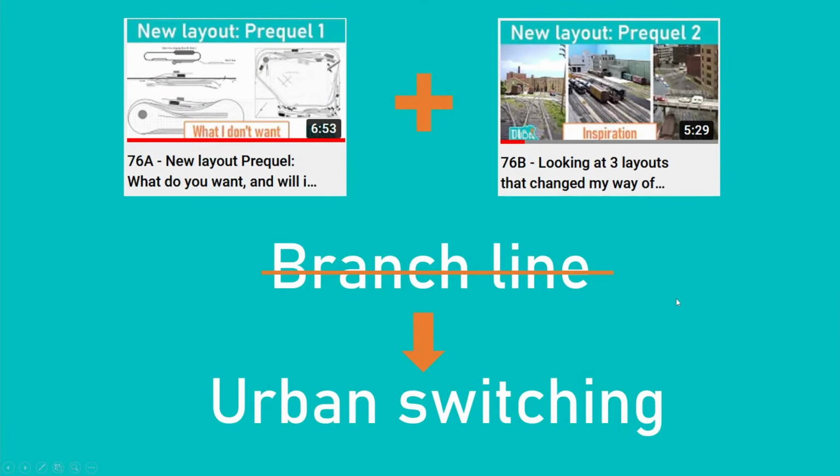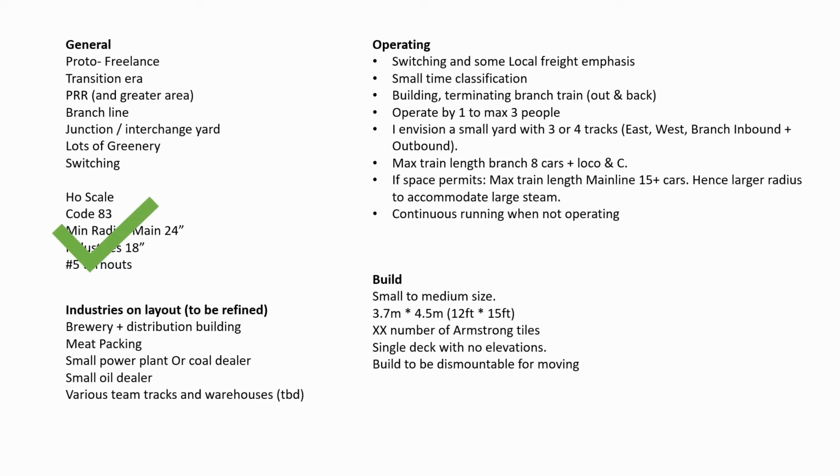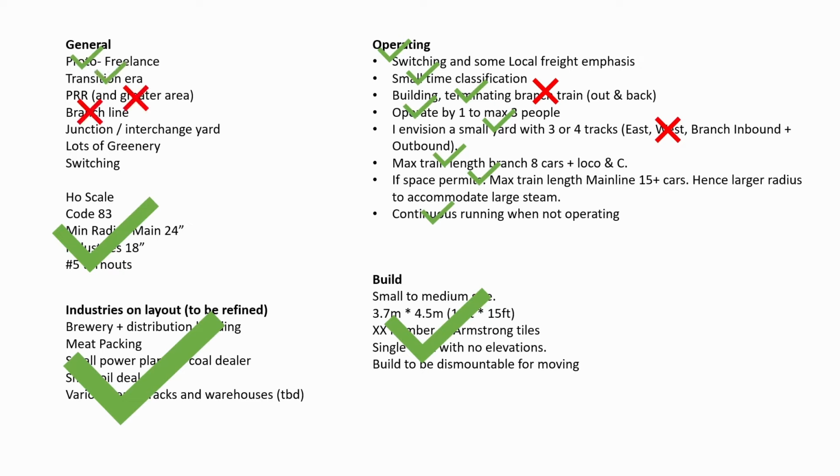an urban switching layout. So then I went back to my original list of requirements, and I just checked what is still left of my list if I have this urban switching layout and not some kind of main line. And here you see the result.